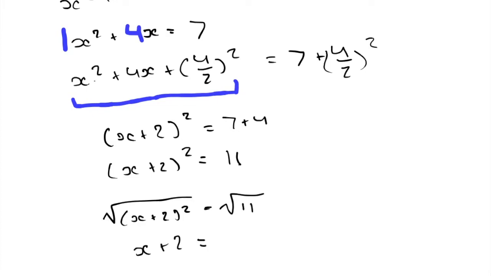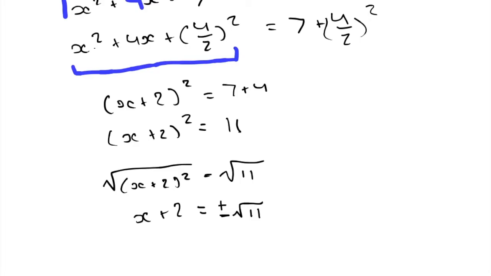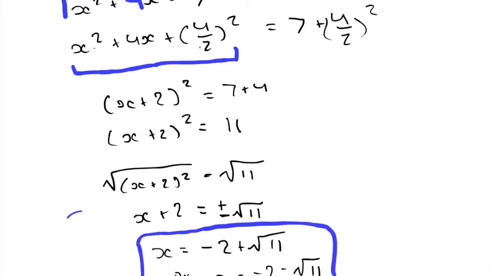And when you square root 11, remember, we can get either the positive square root of 11 or the negative square root of 11. And when we simplify this equation, we get two answers for x again. We either get x is equal to negative 2 plus the square root of 11, or x is equal to negative 2 minus the square root of 11, right? So again, these are the two answers to this first quadratic equation I gave you, and we have solved this using completing the square.